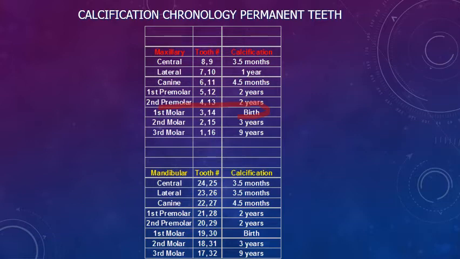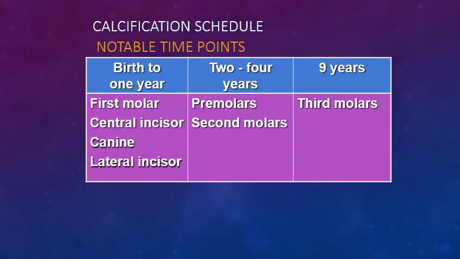Now, how can we possibly remember all of these calcification dates? Do we have any way of remembering them? So this is the way we can actually remember them. From birth to 1 year, these are the teeth that are actually calcifying. So it's first molar at the time of birth, central incisor around 3.5 months, canine, and the lateral incisor. So all of these, they are calcifying from birth to 1 year at different time points.